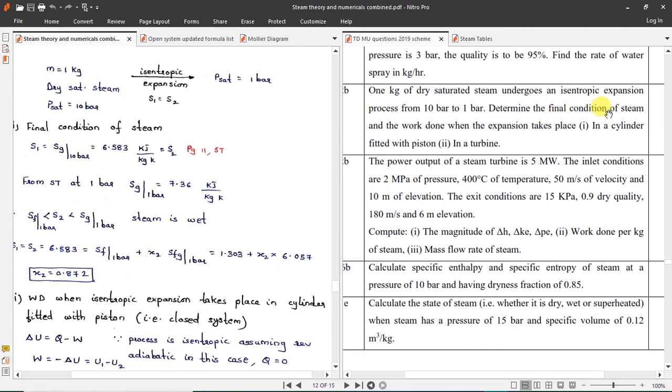So you have to calculate the condition of steam. Condition means it can be saturated steam, wet steam, or superheated steam. But one thing you should remember, I'll explain this concept. At 10 bar pressure, if steam is dry saturated steam, I'll help you understand this with the help of a Mollier diagram.